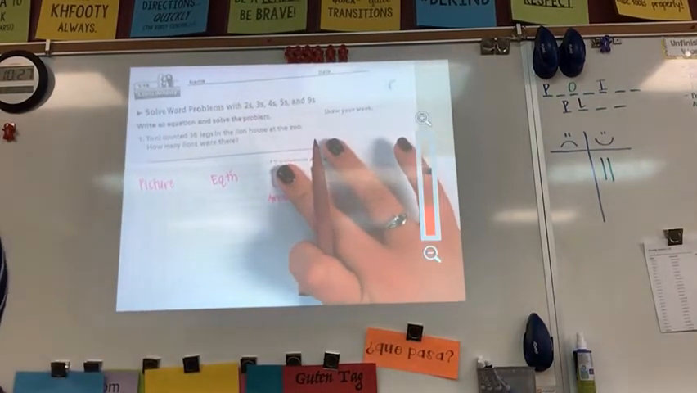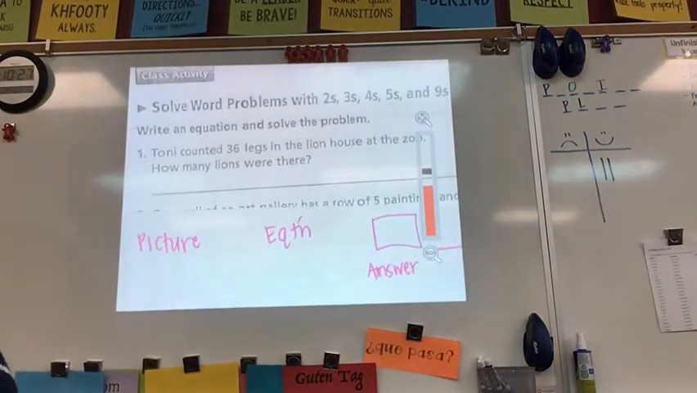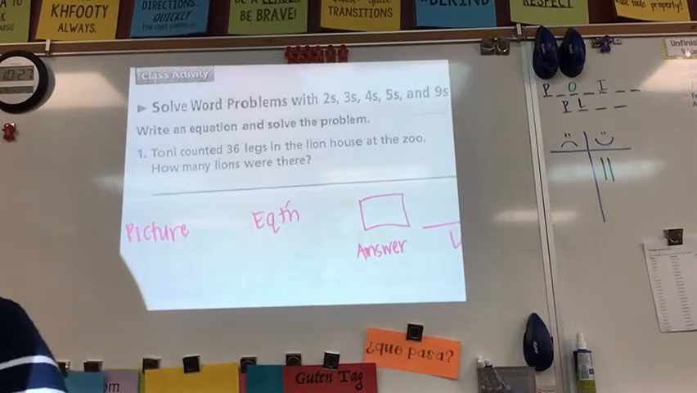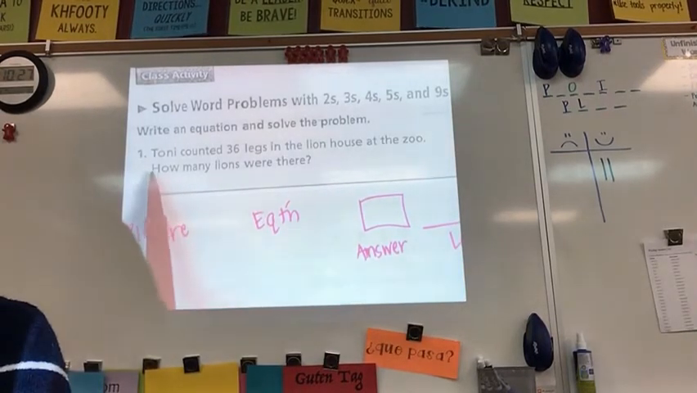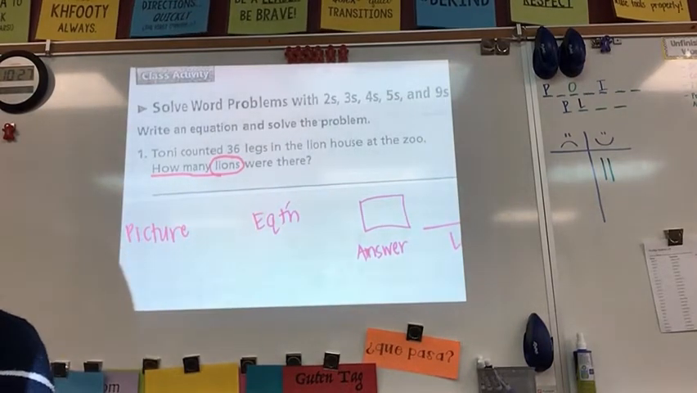Numero uno. Tony counted 36 legs in the lion house at the zoo. How many lions were there? I'm going to start by figuring out what I'm finding. I know that I need to figure out how many lions there are. What is a bit of information that I already know? What is some other key information in the problem?